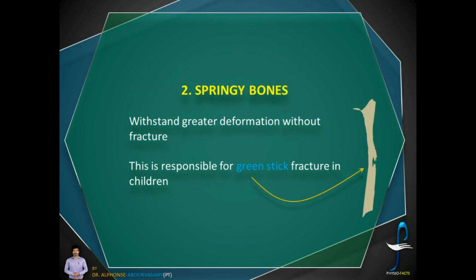A springy bone. A child's bone is a springy bone in the sense it will deform before it gets fractured. This leads to greenstick fracture, where one half of the bone or cortex is broken, and the other side of the cortex still has contact.